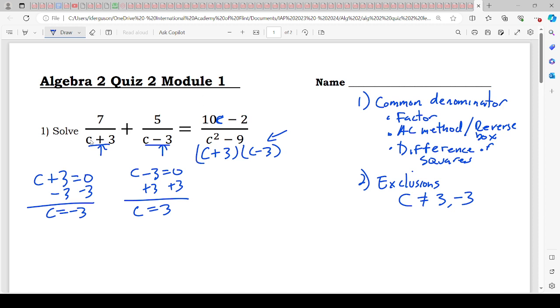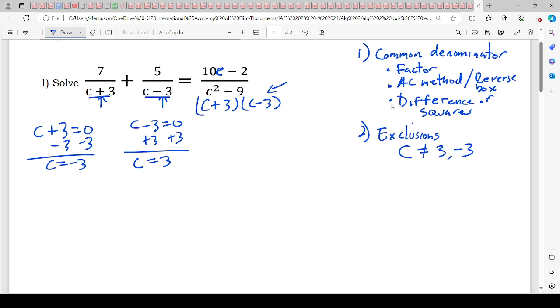Okay? Just real quick, what does an exclusion mean? It is the value that I plug in for my variable that gives me 0. If I plug in -3 for C, that's -3 plus 3. -3 plus 3 is 0. Can't have it. Right here, if I plug in +3, 3 minus 3 is 0. Can't have it. Even if I plug in +3 here, +3 to the second power is +9. 9 minus 9 is 0. Can't have it. So those are my exclusions. So I need to find a common denominator, then I need to find my exclusions.